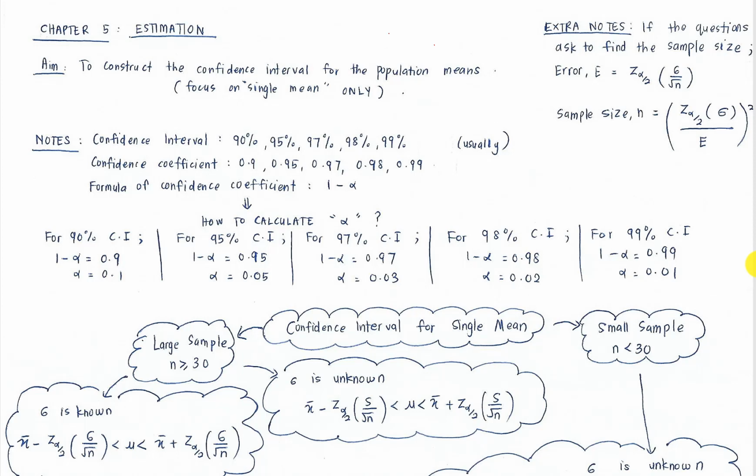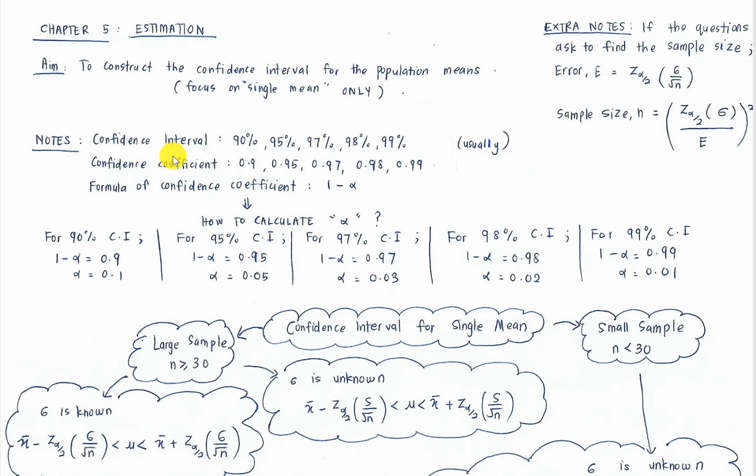So today we are going to look at chapter 5 on estimation. The aim of this topic is to construct the confidence interval for the population mean. For this chapter we only focus on a single mean. When we talk about estimation, there will be a confidence interval.